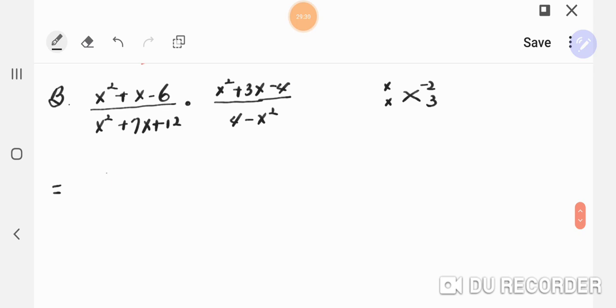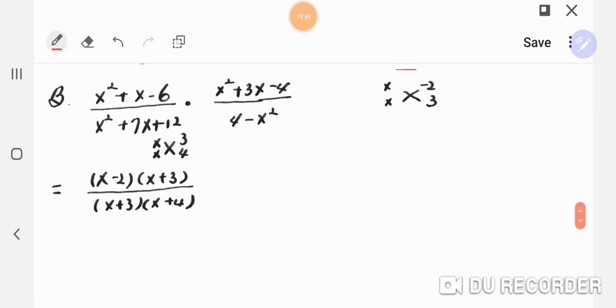So the first part is x minus 2, x plus 3, over the denominator. This one is x times x, 12 is 3 times 4, and the sum of the cross multiply is 7. So the denominator is x plus 3 and x plus 4. So what we did is we factored this part and this part. So I will multiply this by this one over this one.